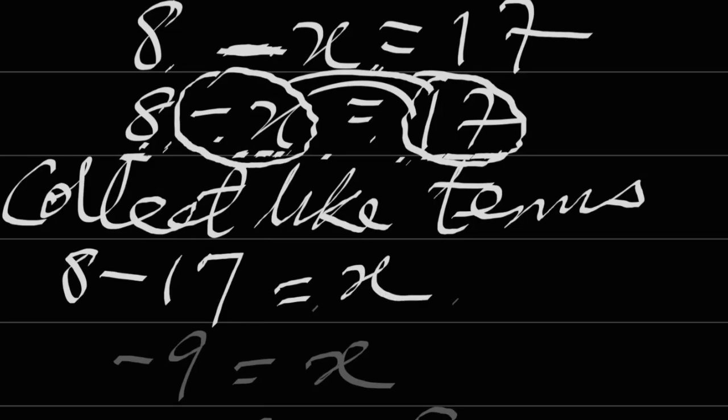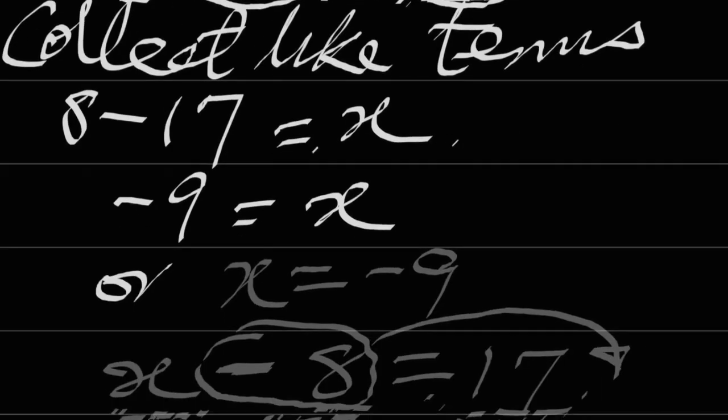We finished collecting our like terms. So 8 minus 17 will be minus 9. This is equal to x. Minus 9 equals x, or x equals minus 9 is the same thing. And that's our answer.